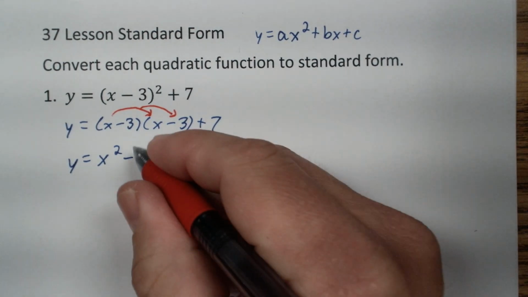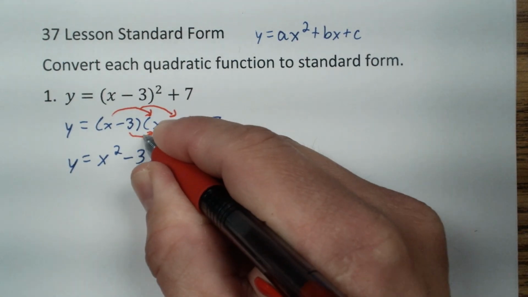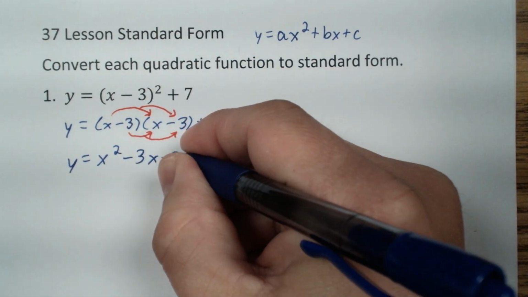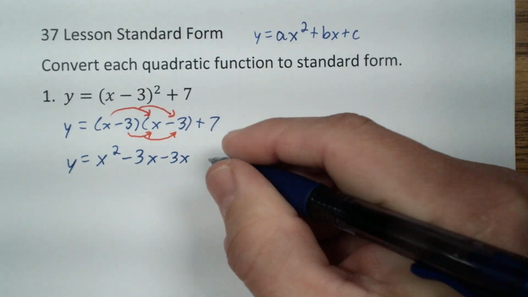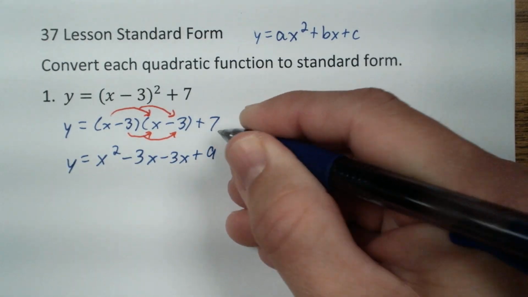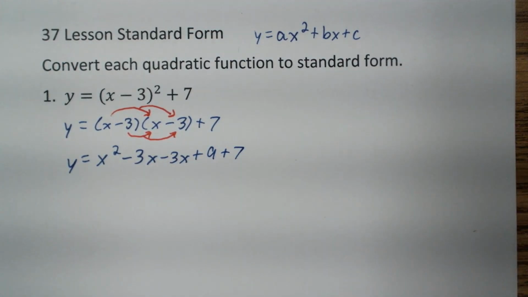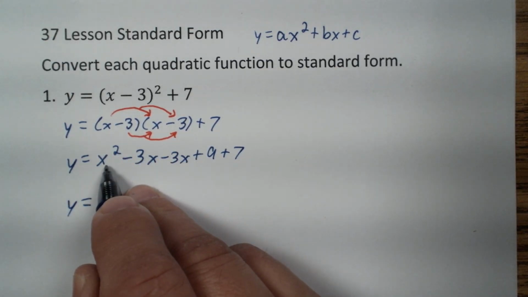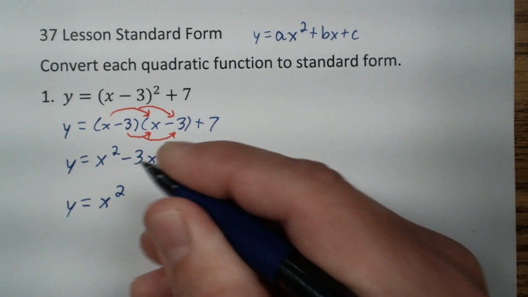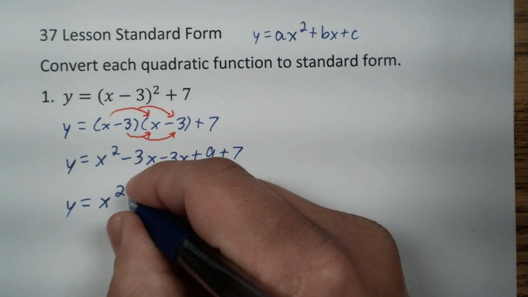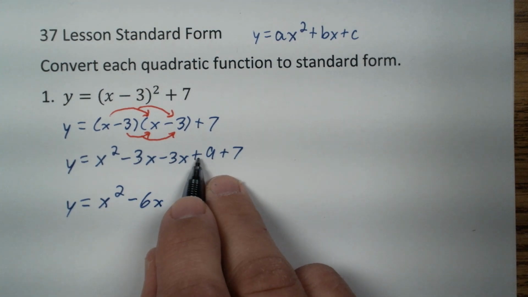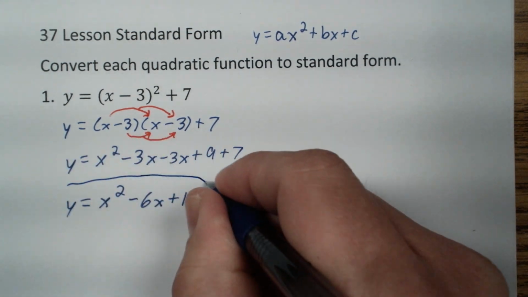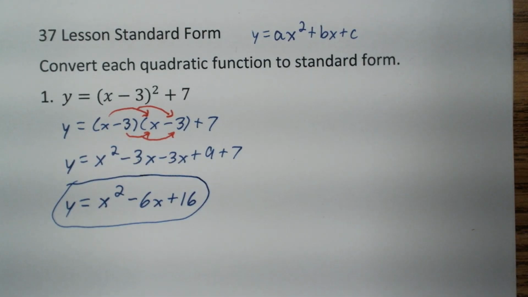I'm also going to now distribute the negative 3 here. Negative 3 times x is minus 3x. And negative 3 times negative 3 is positive 9. The 7 didn't get multiplied by any of that action going on, and so now I have to combine like terms to be finished with this problem. X squared has no like terms, so it's 1x squared. Minus 3x is going to make minus 6x, and plus 9 plus 7 is going to make plus 16. This is standard form.